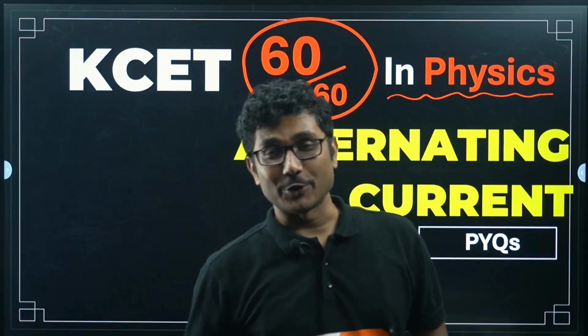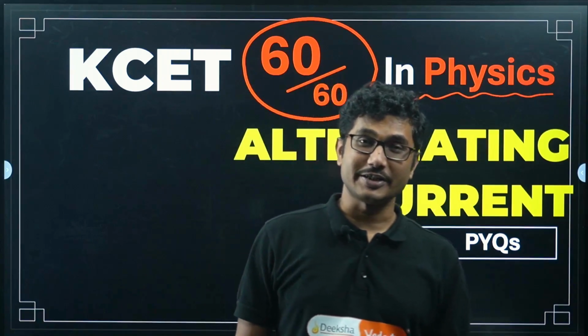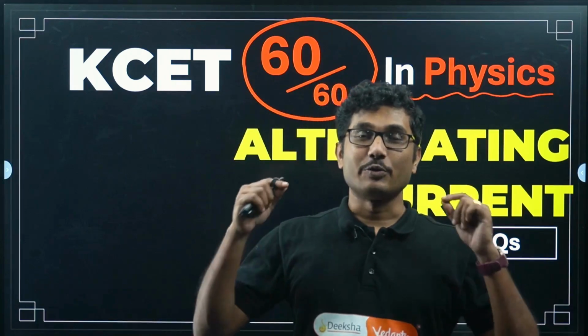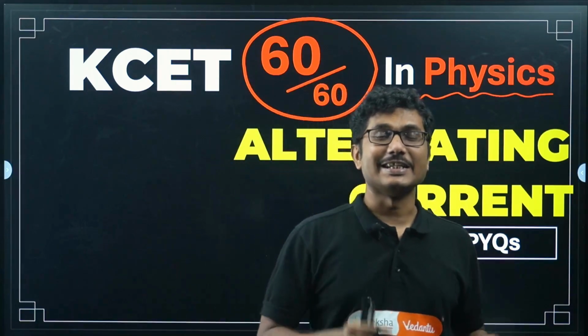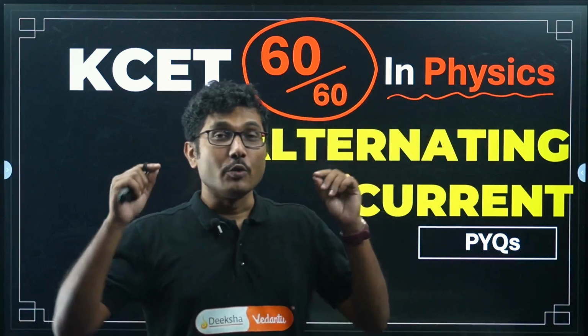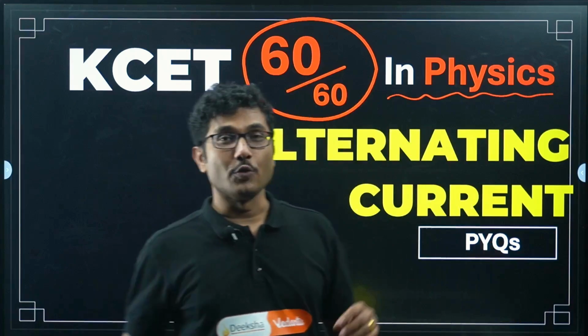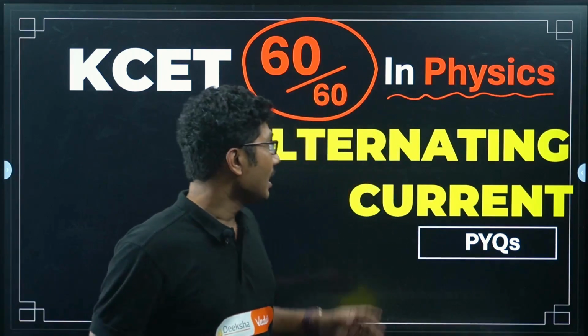Hello everyone and welcome back to Diksha Karnataka YouTube channel, and you are watching KCET 60 out of 60 in physics series, where we have guaranteed to make sure that you get 60 out of 60 in KCET 2025 exam within just 100 days. We are already almost over more than a month, and today we are going to complete the 7th chapter, that is alternating current PYQs.